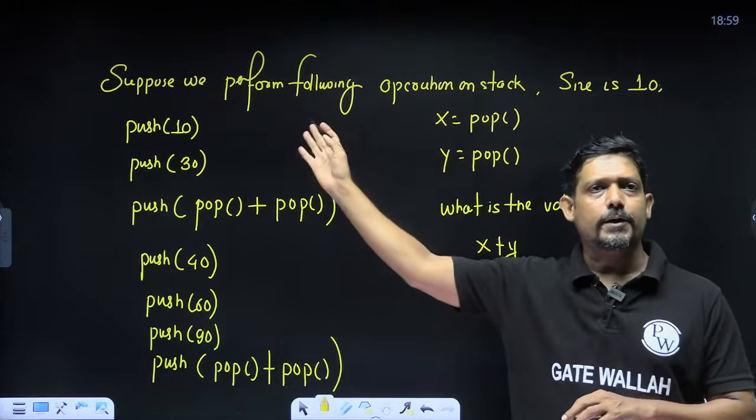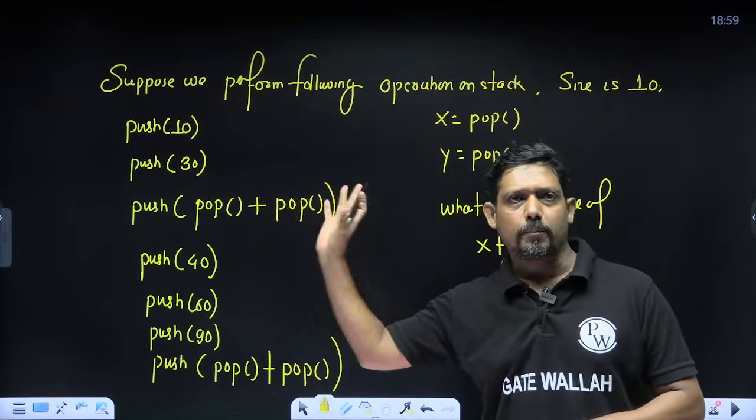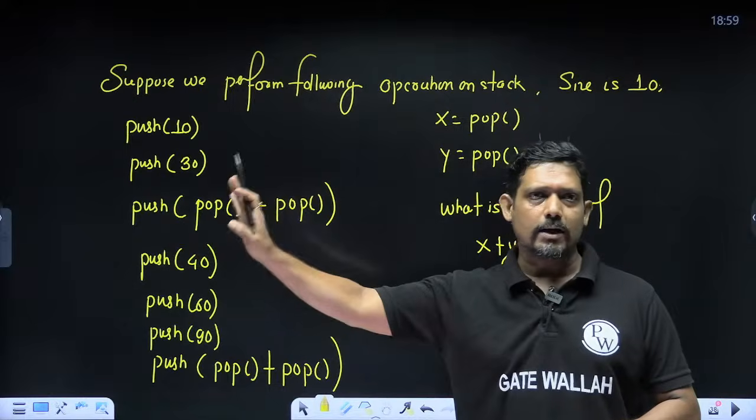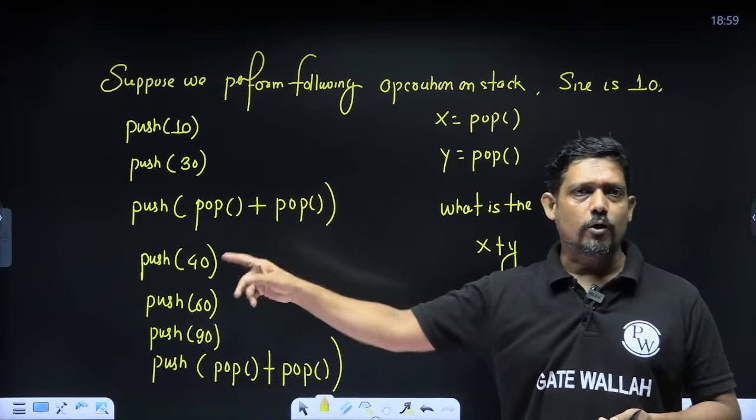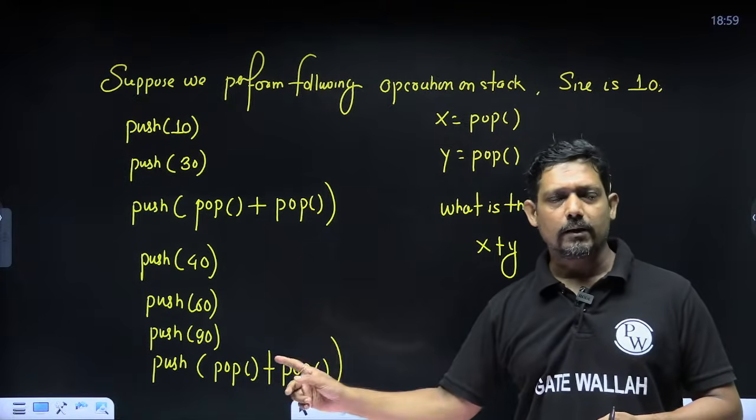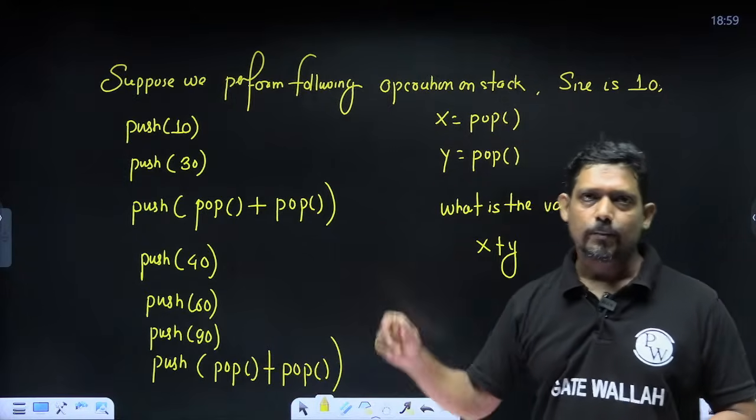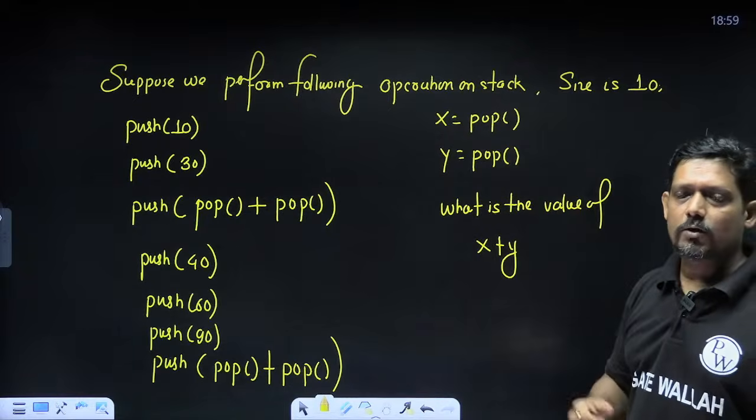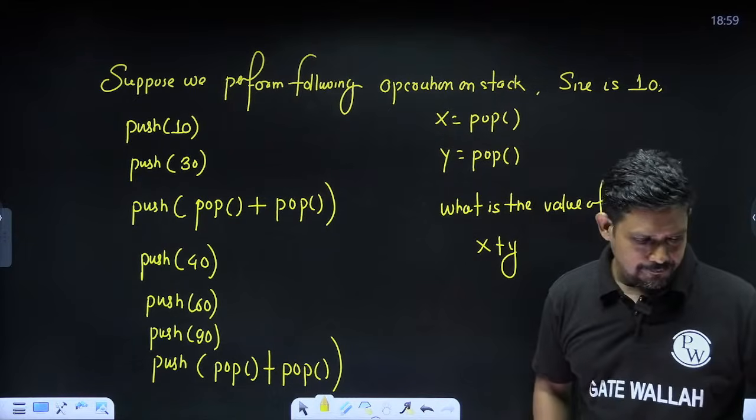And we are performing the following operations. Push 10, push 30. Then push 2 times pop, addition. 2 times swapping, 1 time push, addition. 40, 60, 90. Then again 2 times swapping, 1 time, 2 times popping and 1 time pushing, and then x pop, y pop. What is the value of x plus y? Answer this.